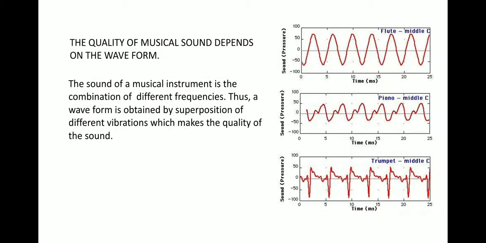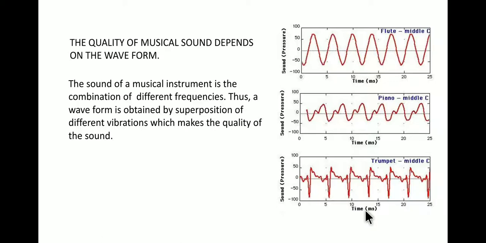So the sound of a musical instrument is a combination of different frequencies. Unlike a tuning fork, which can produce one sinusoidal wave, one sine curve type of wave, the sound of a musical instrument is not only a single wave, but a combination of different frequencies. A waveform obtained by superposition of different vibrations makes the quality of the sound. So over here you can see these waveforms are the superpositions of different vibrations, and thus these waveforms are made.